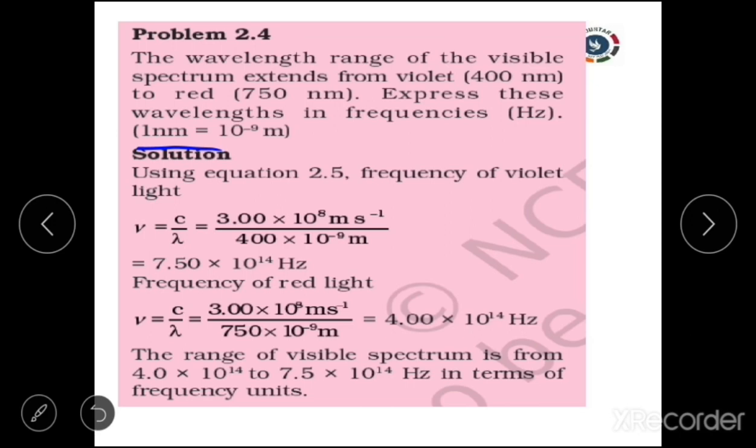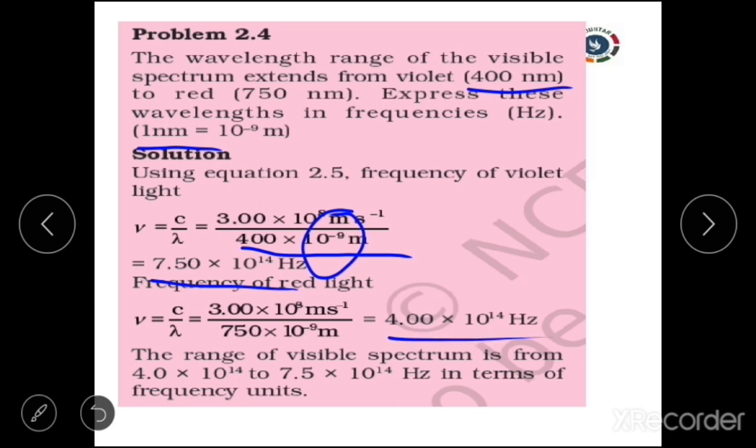Everything is substituted. What is the wavelength they have given? 400 nanometers, that is 400 into 10 to the power of minus 9 meter. For a nanometer, we should write into 10 to the power of minus 9. So we are getting the frequency 7.50 into 10 to the power of 14 hertz. This is actually the frequency of the red light.